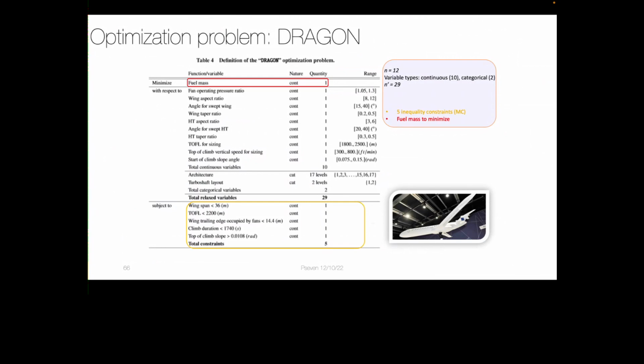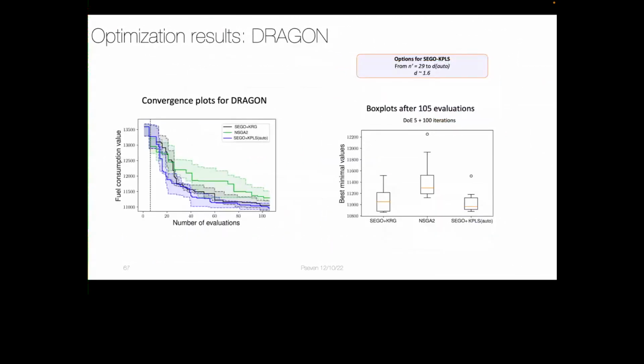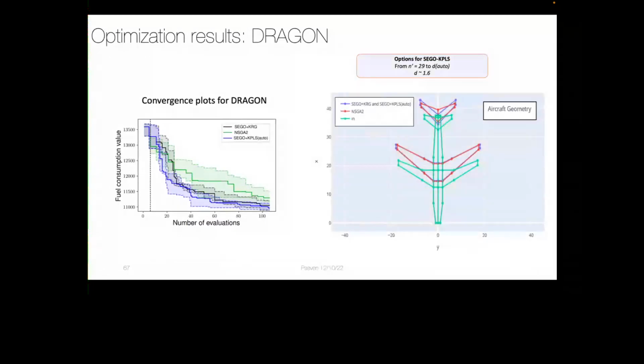Here is the benchmark of SEGO in blue, which uses dimensionality reduction, against the state-of-the-art solver for this kind of problem, NSGA2. You can see on the right that our two approaches are on average better than NSGA2, and we also converge more rapidly. And at the end, you can reach this kind of new optimal design for this distributed propulsion aircraft.